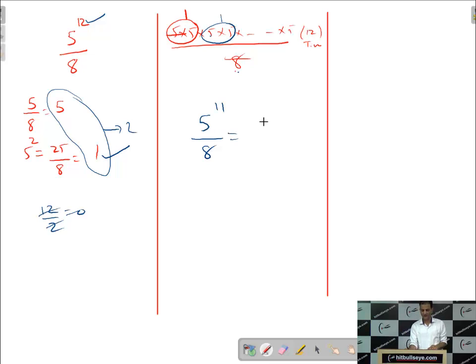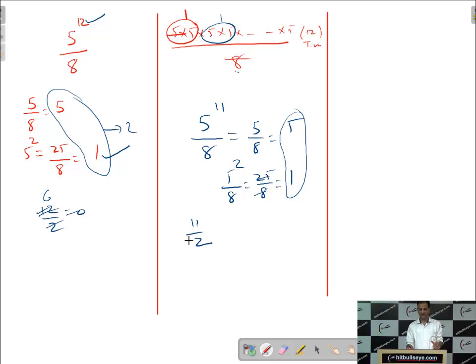Again cycle is 5 divided by 8, remainder is 5. Then you will do 5 square divided by 8, 25 by 8, remainder will be 1. Cycle is of 2, 11 divided by 2. Here 5 cycles are there and 1 is the remainder. So in the first number, what is the remainder? It is given 5. So for this, answer is 5.